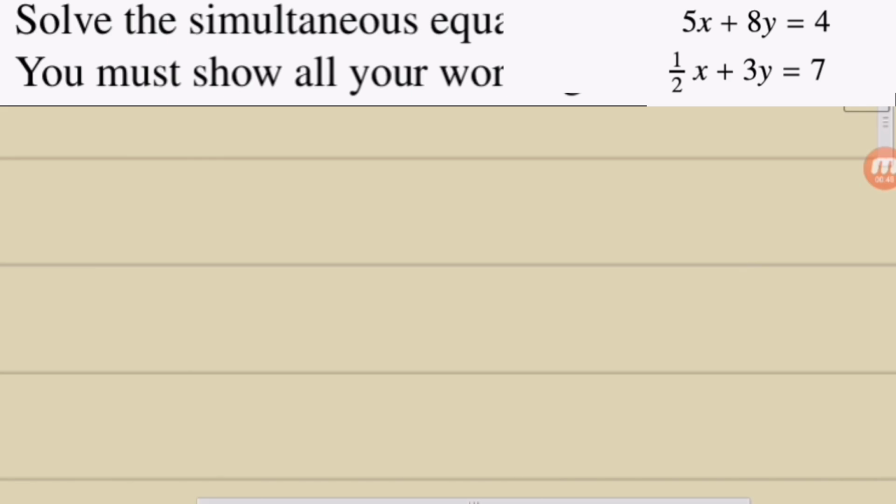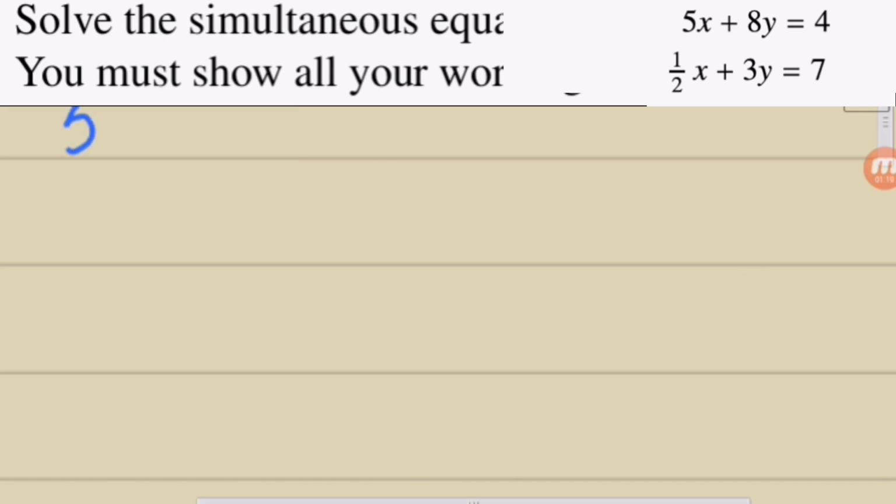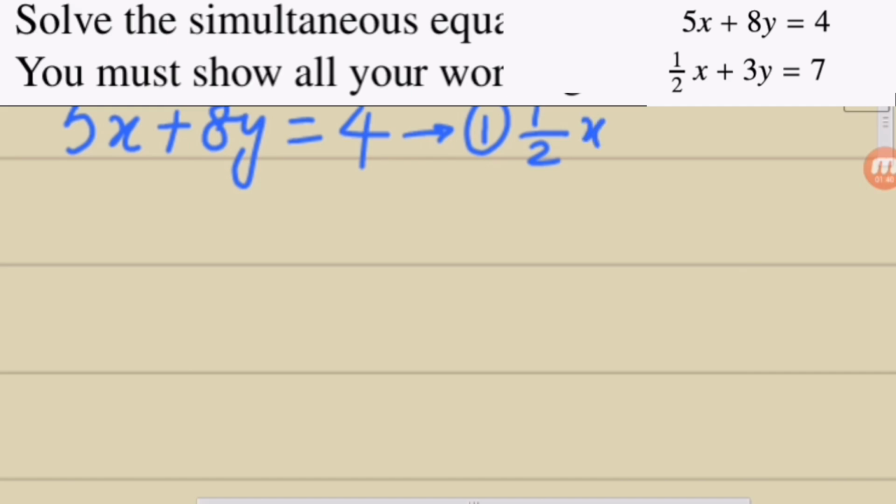This is the 0580 and 4024 mathematics past paper question. It is a simultaneous equation solution. Let us look at what it is about, what kind of simultaneous equations are given here. It is 5x plus 8y is equal to 4. We name it 1, and the other one is 1 by 2x plus 3y is equal to 7.